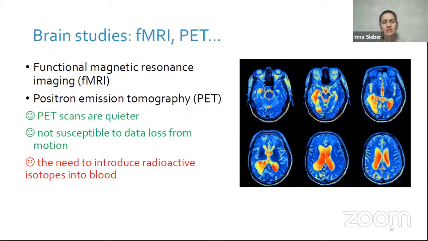In linguistic studies, fMRI is also used, which is functional magnetic resonance imaging. Functional magnetic resonance imaging shows what structures receive more blood, more oxygen in the moment, so we can see what structures are activated under this or that verbal task or perceptional task, or under the influence of some visual or auditory stimuli.